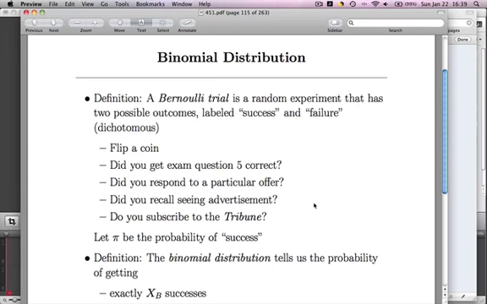This video is going to cover binomial distributions. We've been talking about discrete random variables. What a discrete random variable does is it maps the outcome from some random experiment to a number. The binomial distribution is a special example of a discrete random variable.